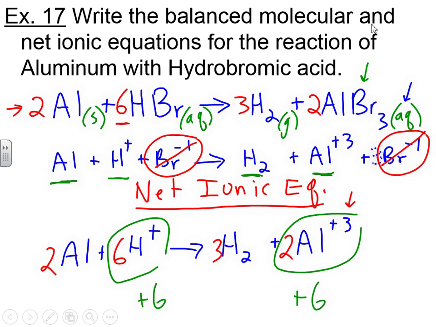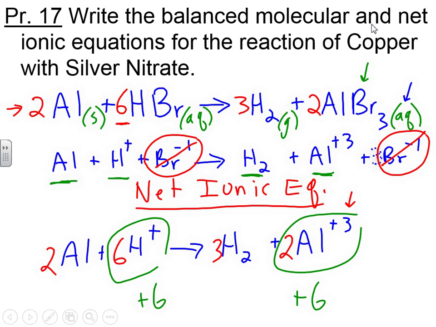Alright, if that was a little difficult, we'll do a few of these to practice in class. Go ahead and try one on your own. Try to write a net ionic equation for copper reacting with silver nitrate.